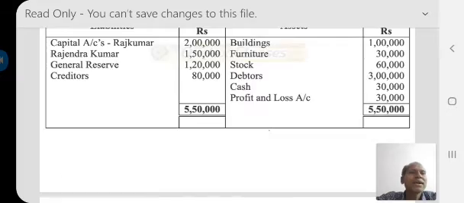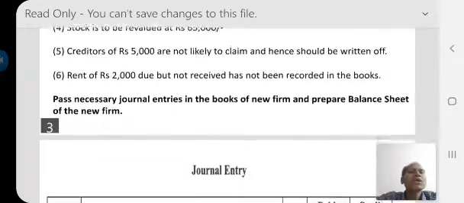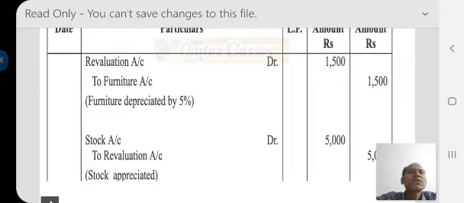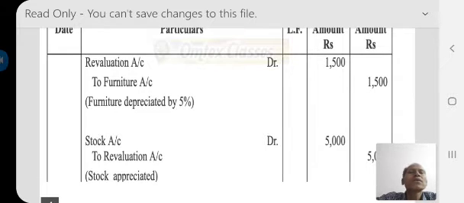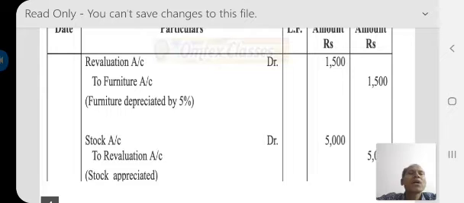30,000 is furniture. So entry is to be made. Furniture revaluation account debit to furniture account. So this is depreciated, so all the depreciated amount should be mentioned at the debit side of the revaluation account. Revaluation account debit to furniture. So it is debited because it is an expenditure. That means the value is decreased. So it should be debited.